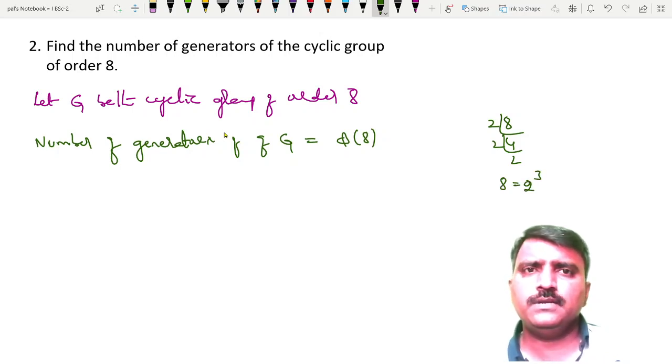I give one formula. If n is equal to p1 to the power of alpha 1, p2 to the power of alpha 2 and so on, then phi of n is equal to n into 1 minus 1 by p1 into 1 minus 1 by p2 and so on like that.